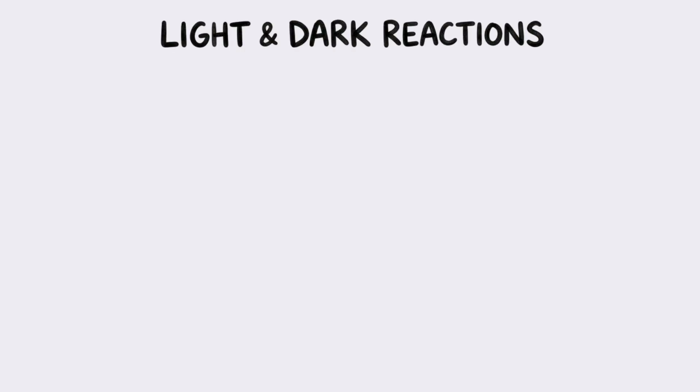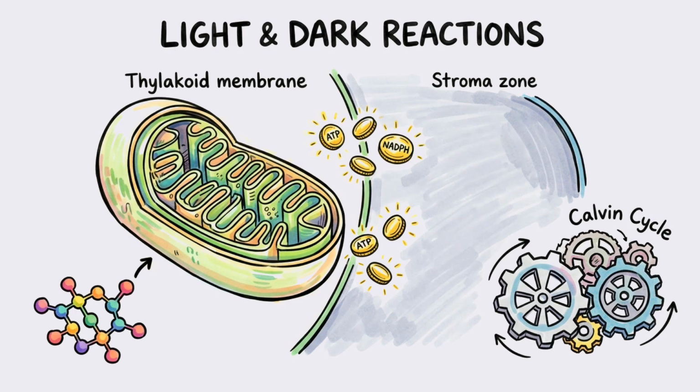We break this whole thing down into two parts: the light reactions, which happen in the thylakoid membranes, and the dark reactions, or the Calvin cycle, inside the stroma. It's here that radiant energy gets transformed into those essential little energy carriers, ATP and NADPH. They then power the complex gears of the Calvin cycle to finally synthesize glucose, our ultimate organic product.